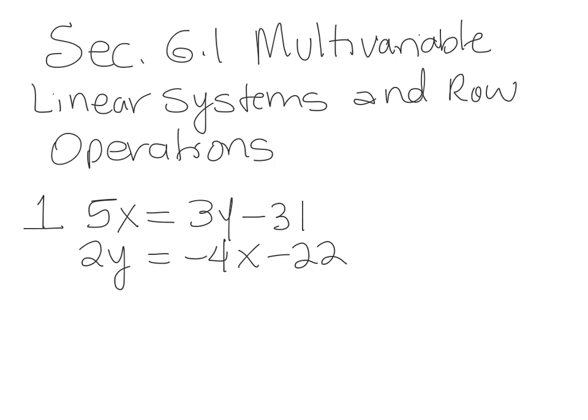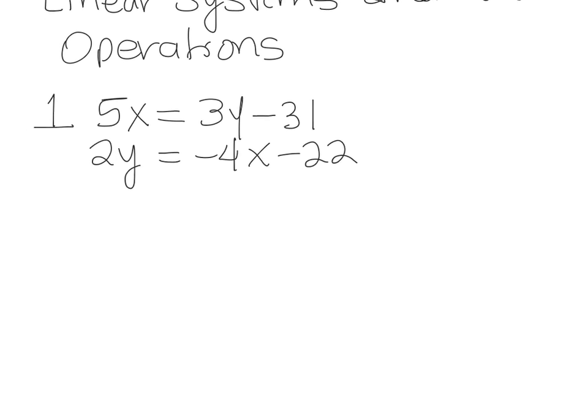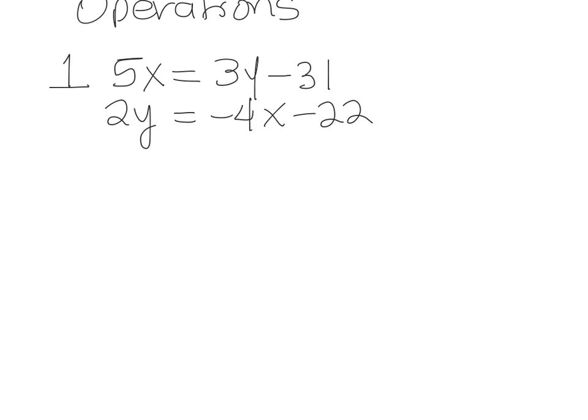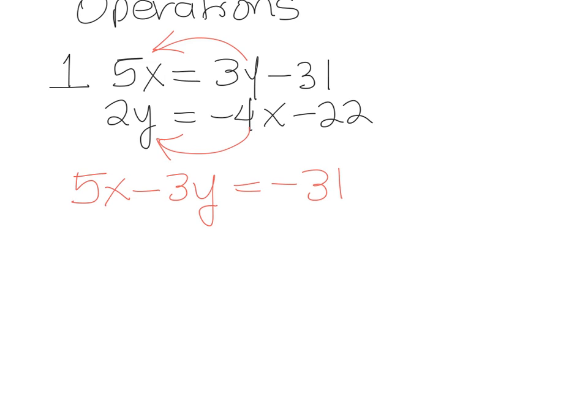So when I do that, I'm going to have to move the 3y to the left, the x to the left. So that would be first the x, 5x, and then the y minus 3y, because when you turn it to the left, it becomes negative, equals negative 31. Then the second equation should be 4x, and then plus 2y equals negative 22. Now, this is just a system of equations, x and then y's.